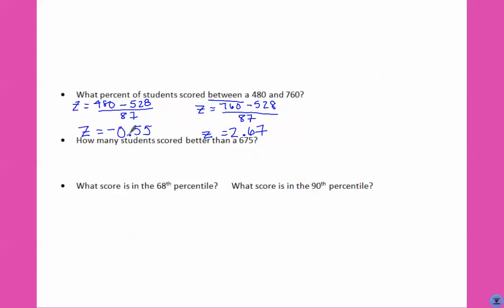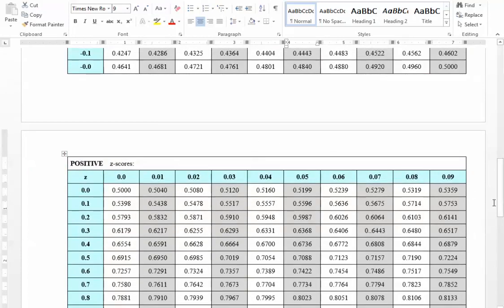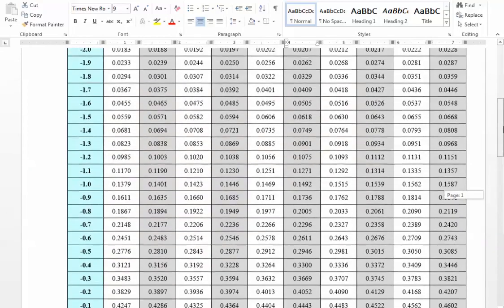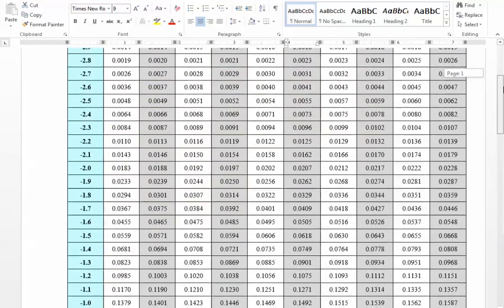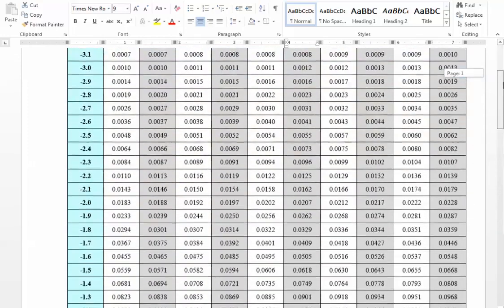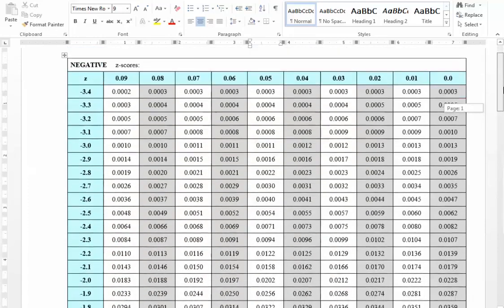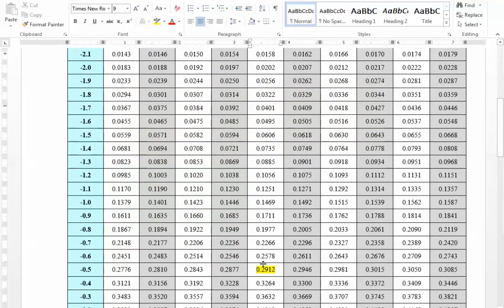Now, we need to find the percents for each of these. Okay, so negative 0.55, flip to the negative side of the paper. Negative 0.55. This is going to be a lot harder for me to read because I don't see it all on one side. It's the middle white column right there. That's where negative 0.5 and 0.5 line up. So what percent does that give you? It gives you 29.12%.